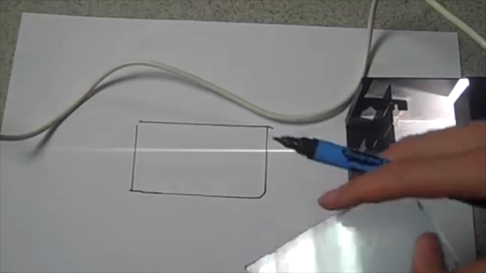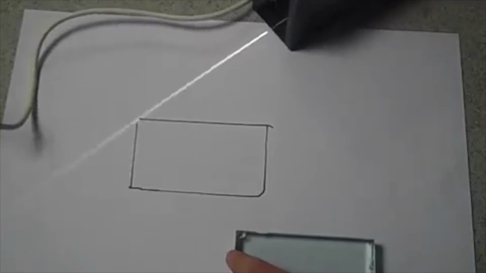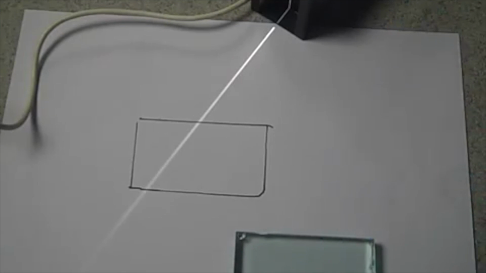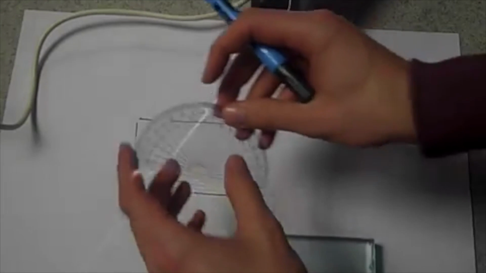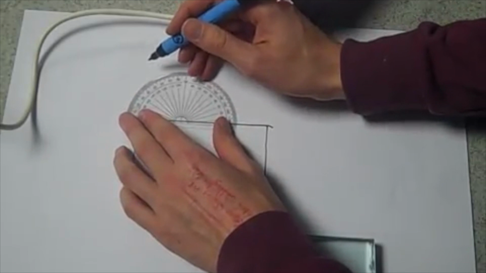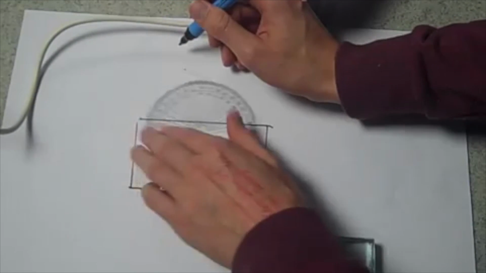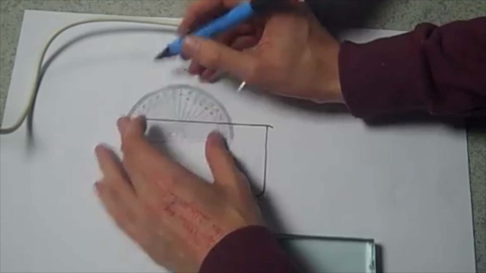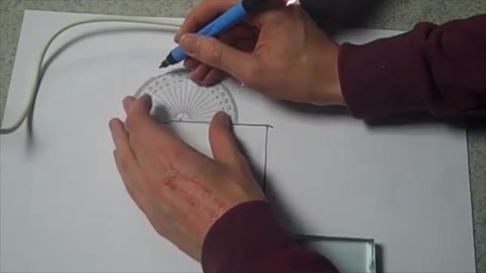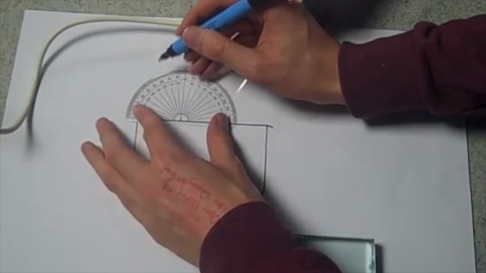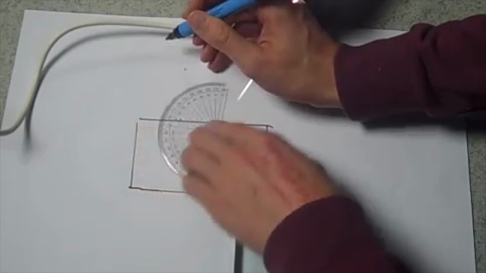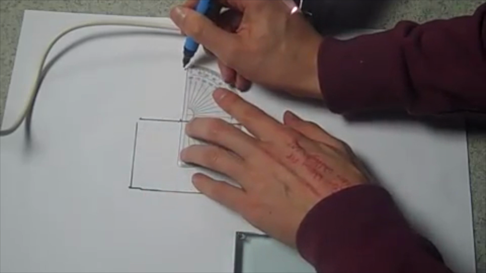Once you've done that, you will then need to, using a protractor, create your normal lines. Normal lines are at 90 degrees to the surface of the block. So you can see that. Oops. So mark a point on that. 90 degrees there, and I'll just put in my dashed normal line.